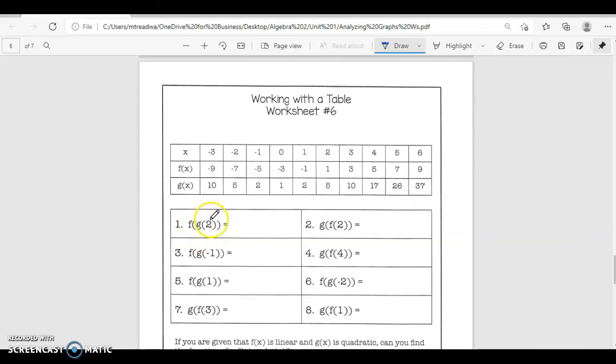So, starting with the middle, g of 2. This is my g function. When x is 2, g is 5. So I'm now looking for f of 5. So I'm going to consult my table again for my f function, and when x is 5, f is 7. All right, number 2, again, I'm working from the inside out. First, I'm looking for f of 2. When x is 2, f is 1. And so now I'm looking for g of 1. So on my g function, when x is 1, g is 2. So it's a lot easier than it looks.